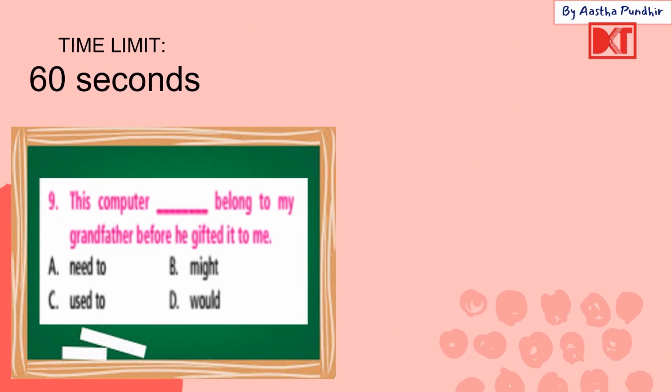Okay, here, this computer dash belonged to my grandfather before he gifted it to me. Okay, now here, before he gifted it to me. So we are talking about something in the past tense. Alright, and for a certain possession, certain belongingness, certain happening in the past, we usually use here C, used to. This computer used to belong to my grandfather before he gifted it to me. Okay, this is a certain thing that happened. Alright. Then need is for talking about a certain necessity, and might and would, these modals could be used for a certain prediction or possibility. Okay.